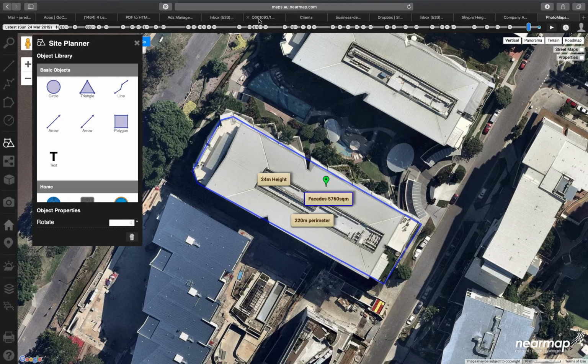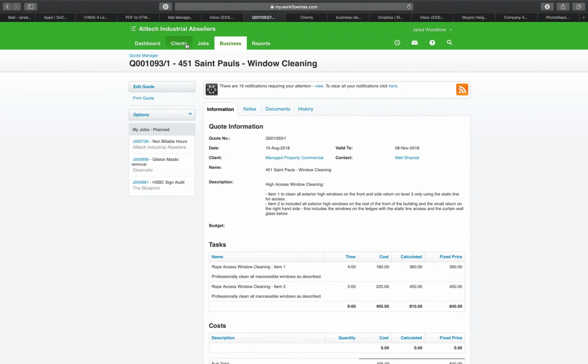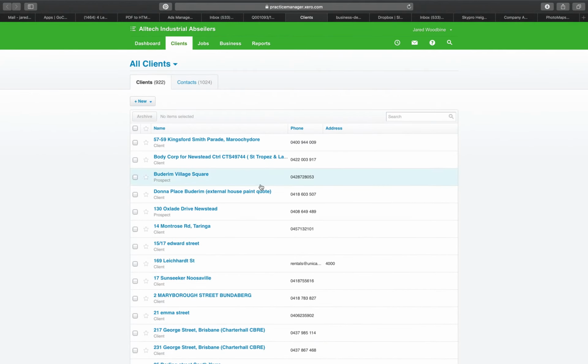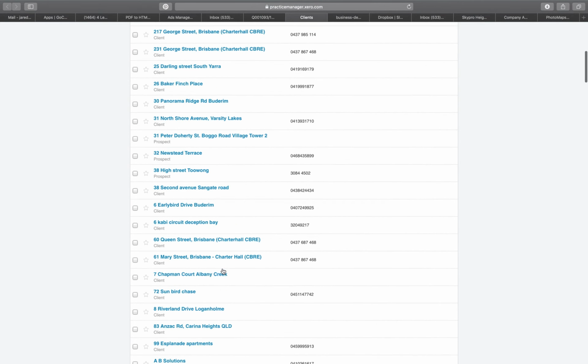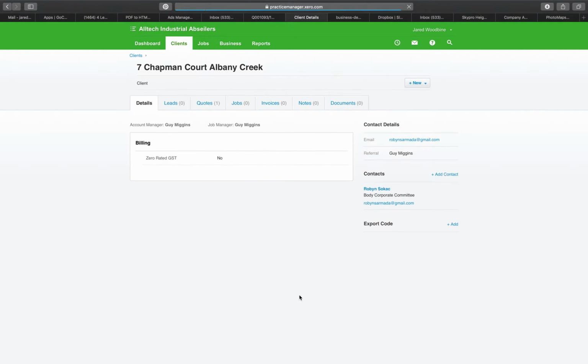So if we're going to go back over to Workflowmax, clients, again, I'm not sure that particular building's been entered yet, so let's just pick something out here for the sake of it, just so we can add a new quote.